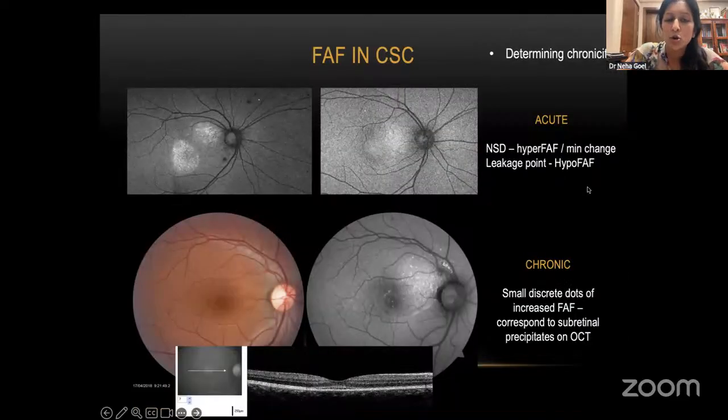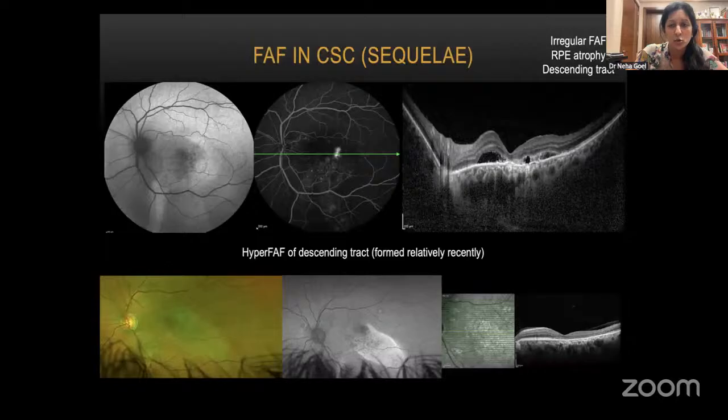So next, I want to talk about autofluorescence in CSC because it is a bit underutilized. It is helpful in determining chronicity again. Acute CSC is usually hyper FAF, whereas in chronic, you can see these small discrete dots, and they correspond to the subretinal precipitates, which I showed earlier.